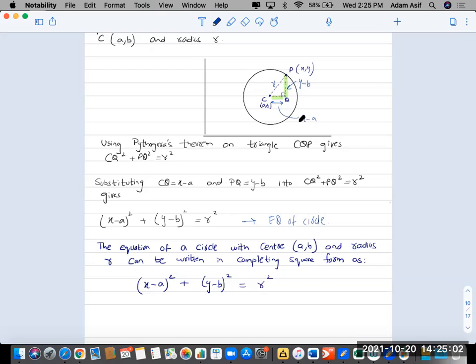P is a point anywhere on the circumference of a circle, C is the center. So if I apply Pythagoras theorem on this right angle triangle, this length PQ is going to be Y minus B, and this horizontal length is going to be X minus A. And this is the radius, PC is the radius, okay? So if you apply Pythagoras theorem on this, X minus A the whole thing square plus Y minus B the whole thing square equals R square. Is that okay so far? The equation of a circle with center A, B.